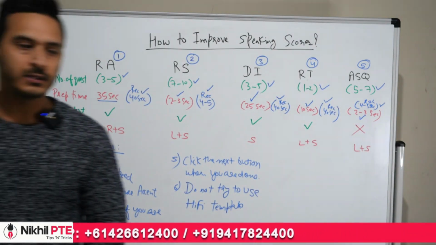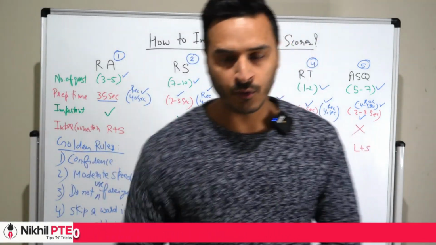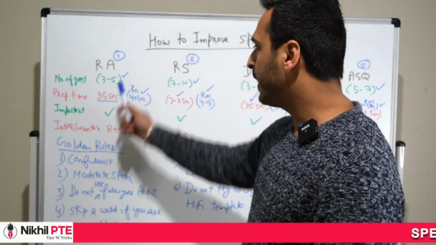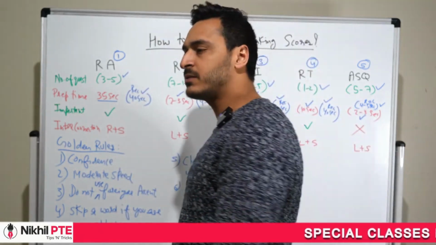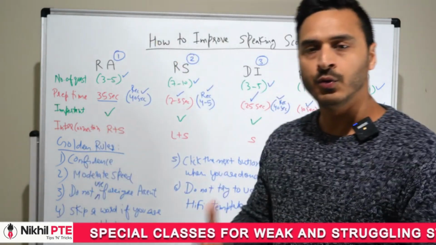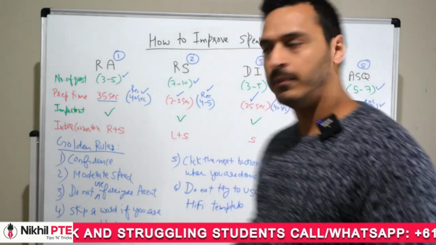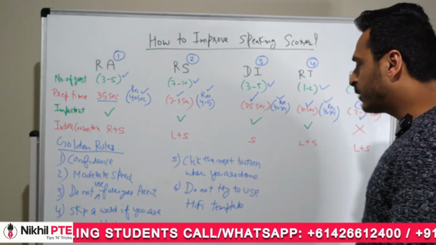Fourth one is skip a word if you are not able to pronounce it. Some students are facing problems speaking a particular word, mainly in read aloud. I must tell you guys, if you are not able to speak any particular word, you can skip that word. Doesn't matter.